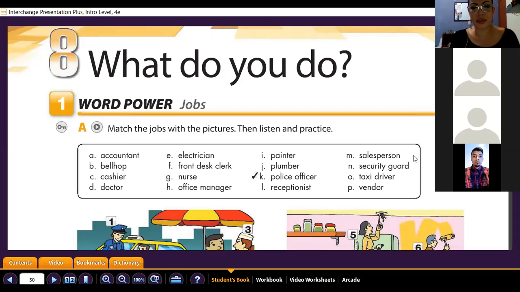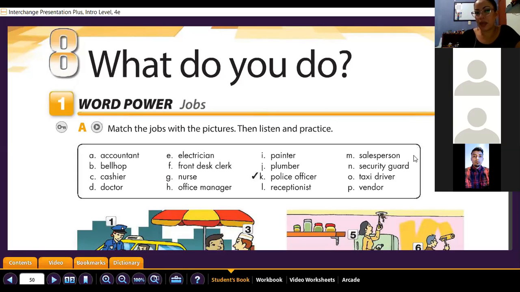alguno nuevo o que no esté muy claro el significado? Yes, I have a question. What is the difference between police officer and security guard? A police officer usually works in the street. And a security guard can work in a department store, in a shopping mall, for example.